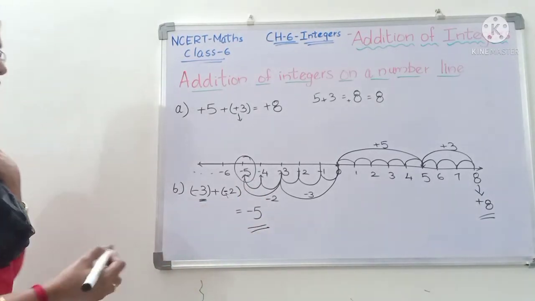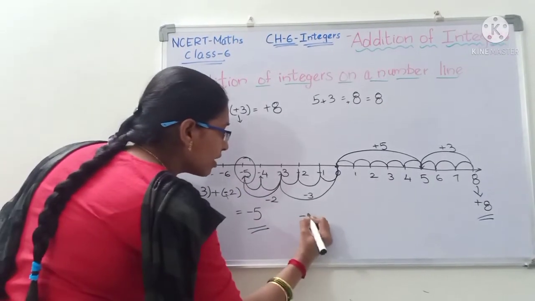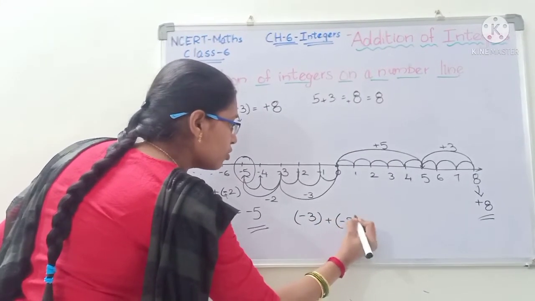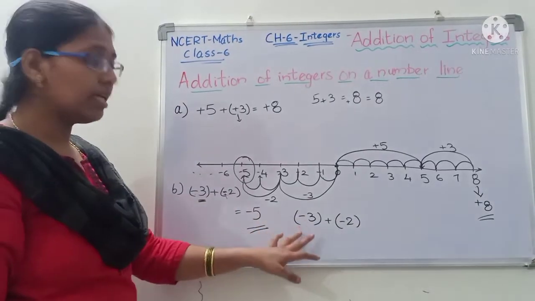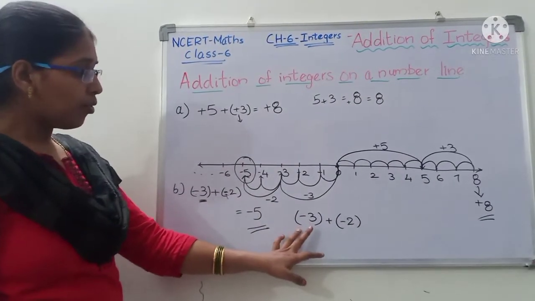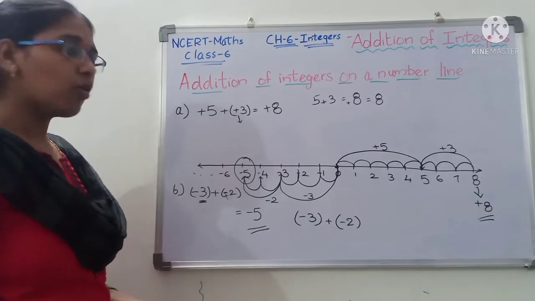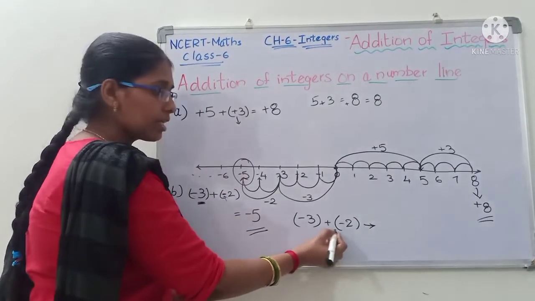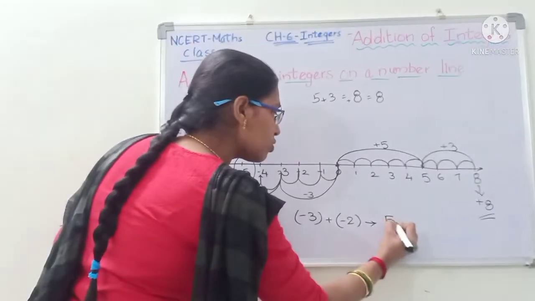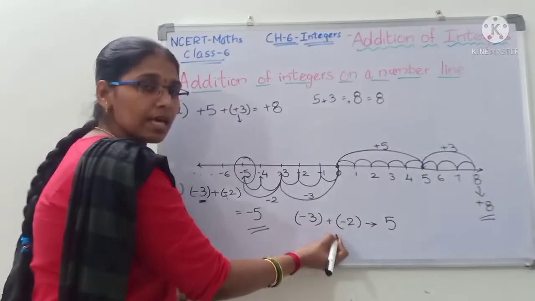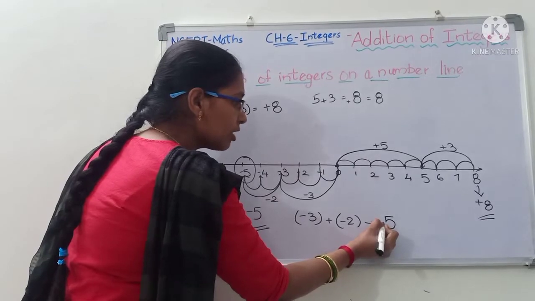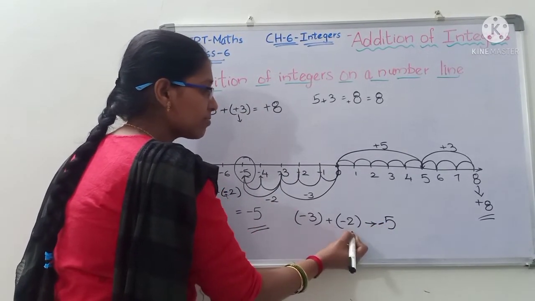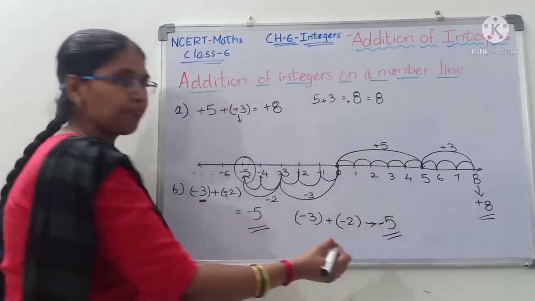Now let's solve this without using number line. How will you solve, children? Minus 3 plus minus 2. First you should check the signs of integers. Both are negative integers. Then how should you do? You should just add the numbers first. The numbers are 3 and 2. So 3 plus 2 is 5. Both signs are negative, so in the answer you will keep minus. So minus 3 plus minus 2 is minus 5.